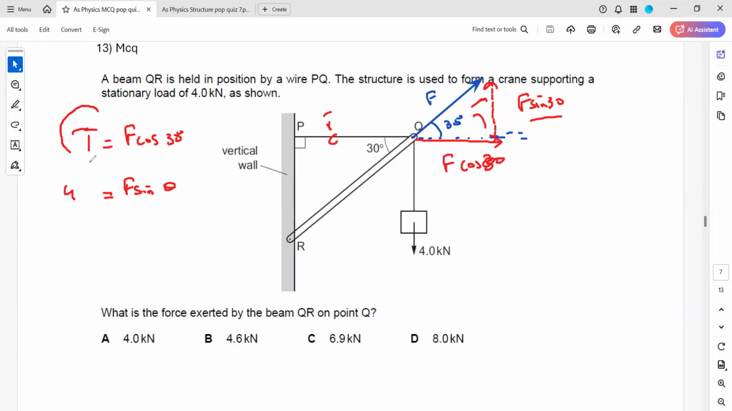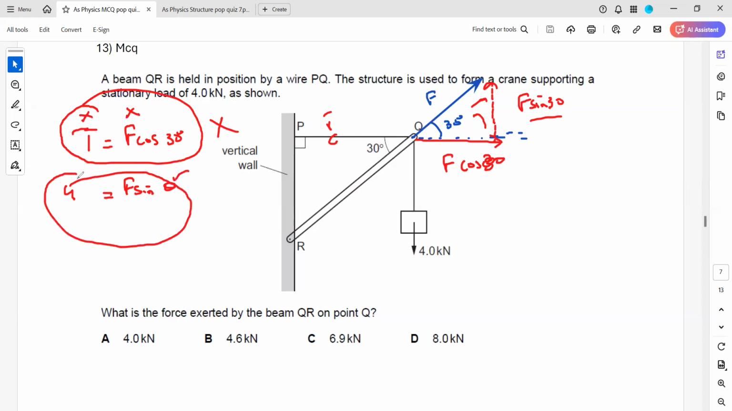In the first equation, I have two unknowns. I don't know F, I don't know T, so I cannot use this equation. But in the second equation, only one unknown is there. I know theta and I have the value 4, so I can work out F. So 4 kilonewton is F sine 30. Not T sine, it's F sine. It's not T, it's F.